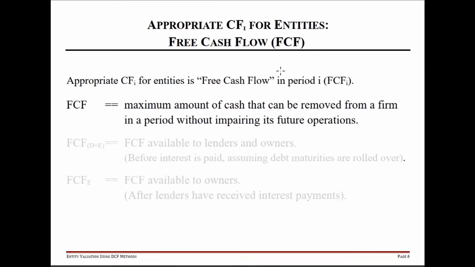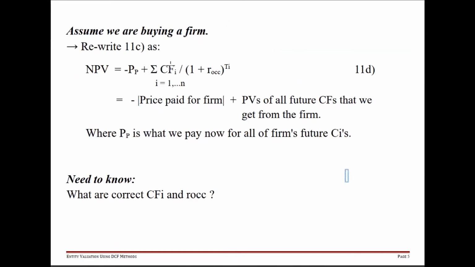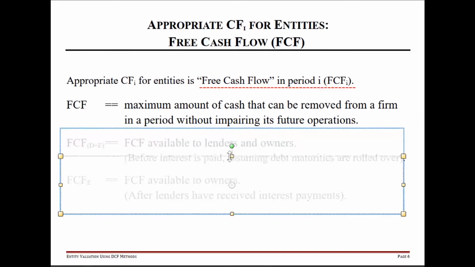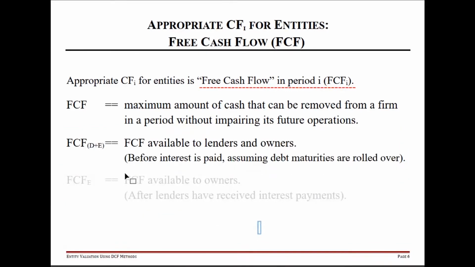So let's think about, first of all, what should these beautiful cash flows be? And it turns out that they should be what we call free cash flows. What's a free cash flow? It's the maximum amount of cash that we can remove from a firm in a period without screwing up its future operations. So there's two sets of these free cash flows. One is going to be free cash flows available to all stakeholders, okay? So this is everybody, lenders and owners, all stakeholders. Okay, and so this is going to be before any interest is paid, right?